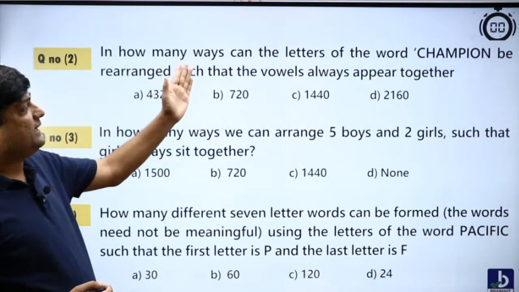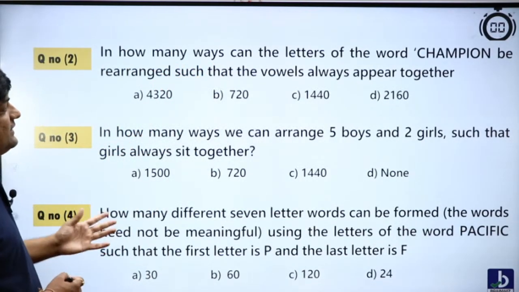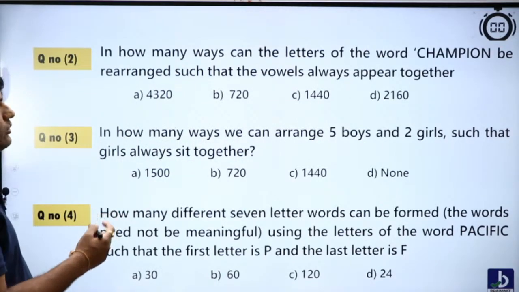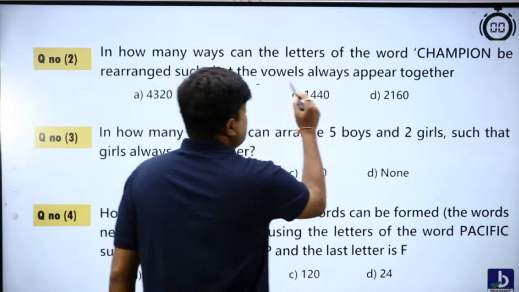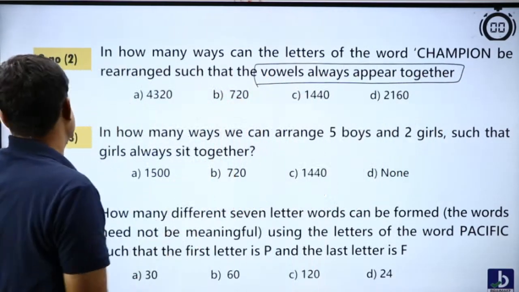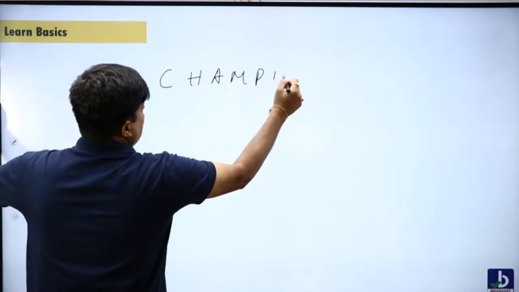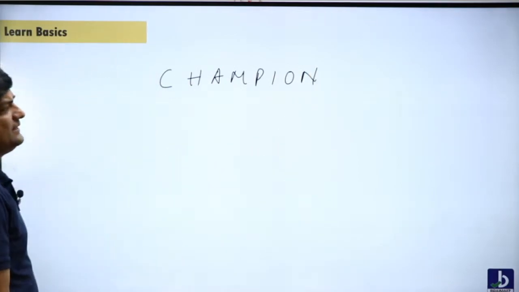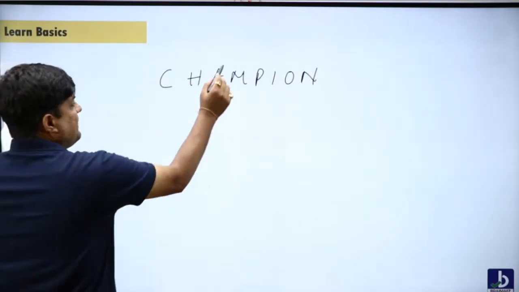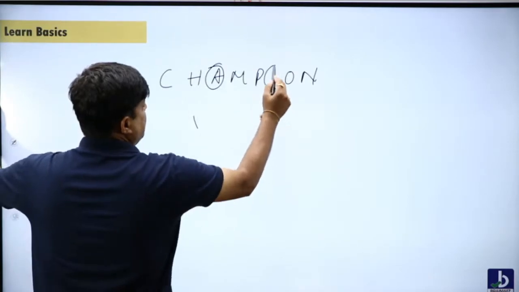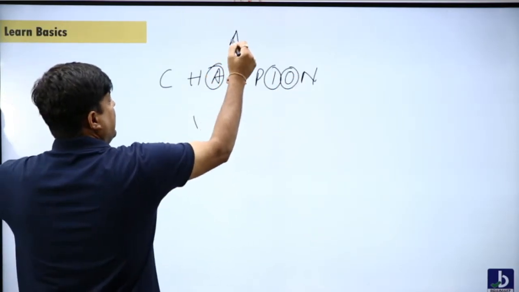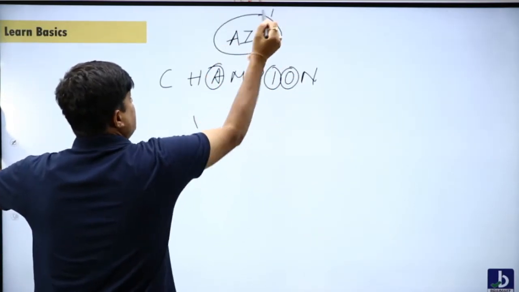In how many ways can the letters of the word CHAMPION be arranged such that the vowels are always together? When vowels are together in CHAMPION, have a look here. Vowels are always together. Who are the vowels here? A, I, O. These three have to be taken as one unit.